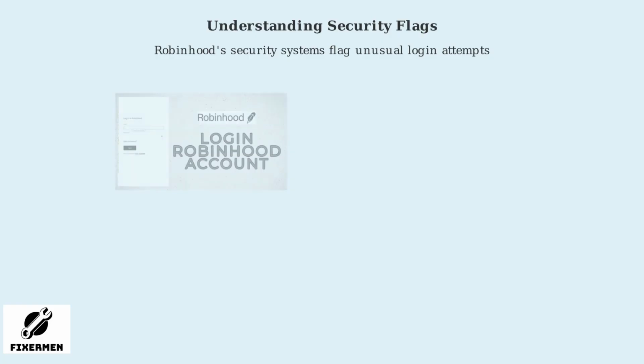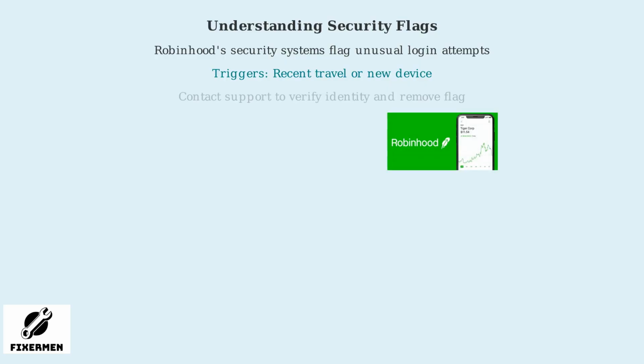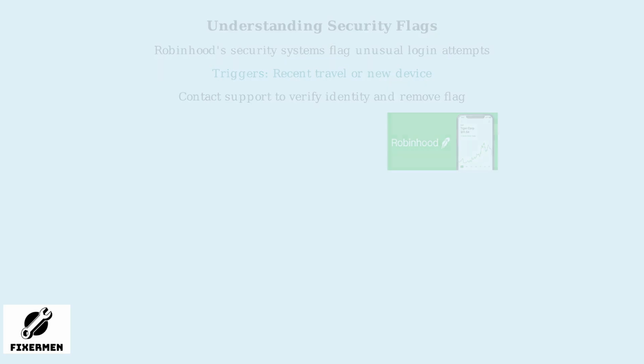Robinhood's security systems may flag unusual login attempts. If you've recently traveled or are using a new device, this could trigger error 310. Contact support to verify your identity and remove the flag.